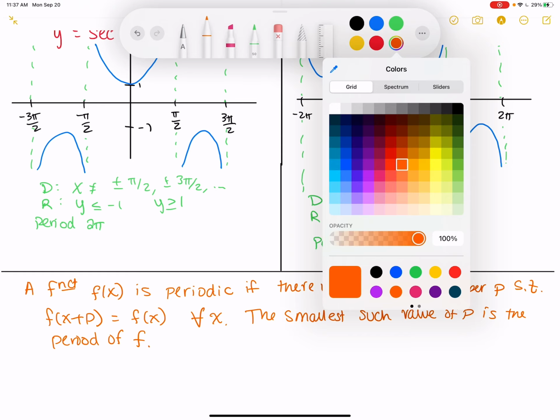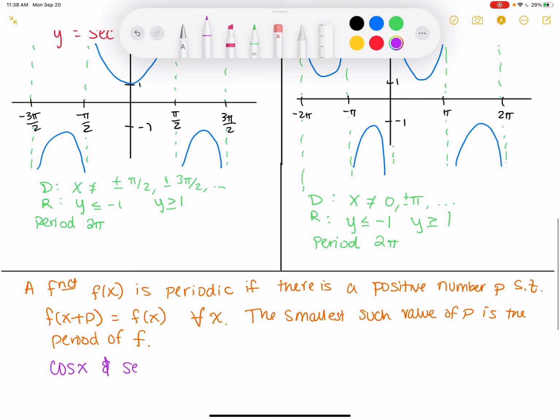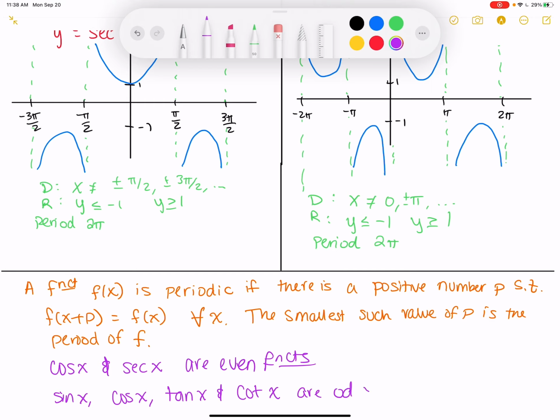And then just as a reminder, cosine of x and secant of x are even functions. Sine of x, cosecant of x, tangent of x, and cotangent of x are odd functions. Alright, so that's all of those notes.